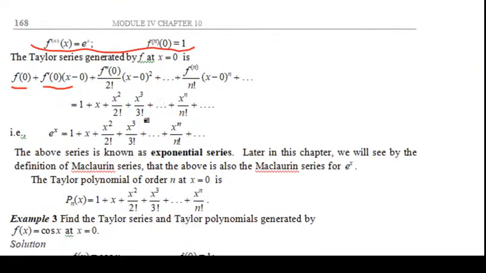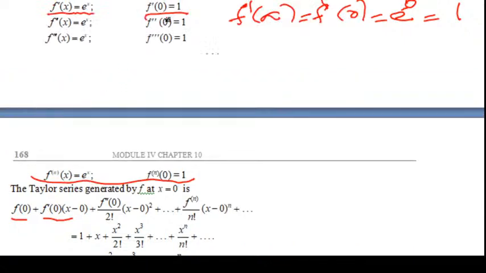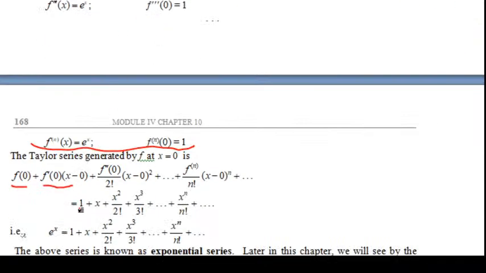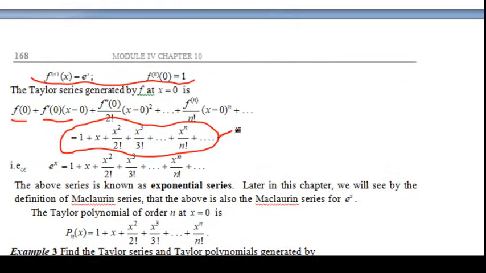We continue this process. So what we get, by substituting these values, what is f of 0? F of 0 is 1, so we put it here. F prime of 0 is 1, so we put here 1. X minus 0 is x, so we continue that. So we get this one. This is known as the Taylor series expansion of the exponential function. And this series has a special name, and that name is exponential series.